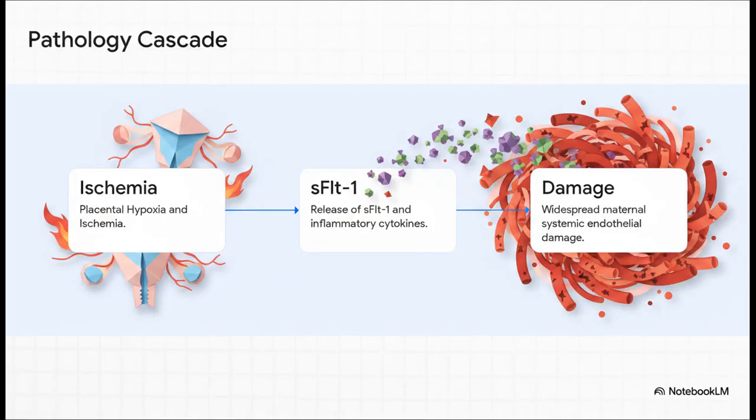Let's walk through this cascade step by step. Step 1. That initial structural failure causes placental hypoxia. Step 2. The stressed placenta releases sFlt-1 and inflammatory cytokines right into the mother's blood. Step 3. This angiogenic imbalance directly causes widespread maternal systemic endothelial damage. The endothelium, which is the delicate inner lining of the mother's blood vessels, becomes leaky, hyperreactive, and intensely inflamed. So, what started as a localized placental issue has now blossomed into a full-blown systemic vascular crisis.